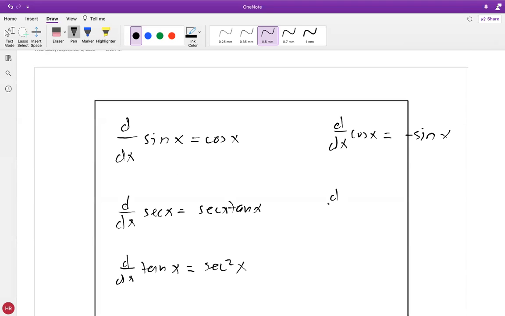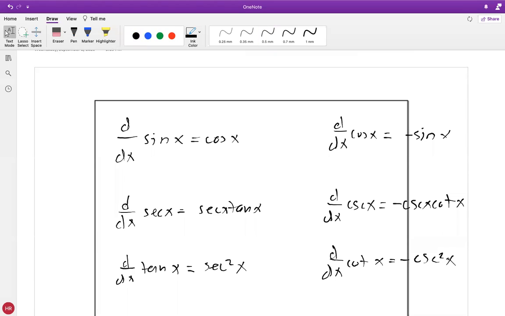And these ones we haven't derived yet, but I'm going to tell you: the derivative of cosecant x is negative cosecant x cotangent x. And the derivative of the cotangent of x is negative cosecant squared x. From my way of thinking, there's a pretty clear pattern here between the functions sine, secant, tangent, and their co-functions, cosine, cosecant, cotangent.